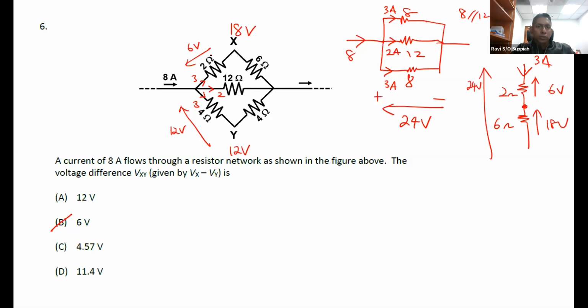It is not the voltage drop across the first resistor. It is the voltage at the start, subtract the voltage drop across the first resistor, and what is remaining. So what is remaining here is 18 volts, and what is remaining here is 12 volts. That's how you get the 6 volts as the difference.